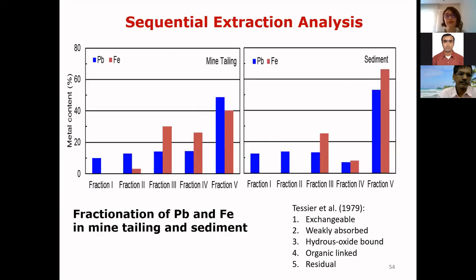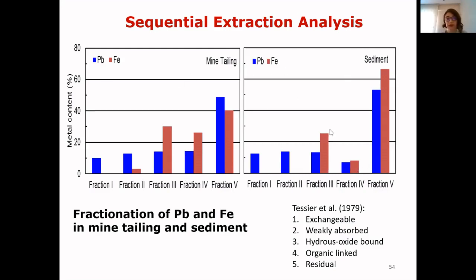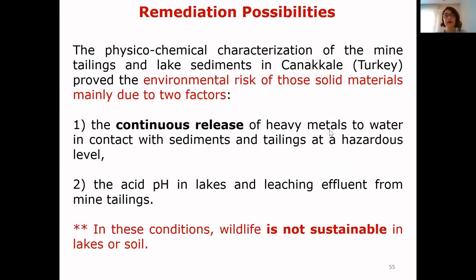environment. We also performed the sequential extraction analysis before and after treatment. Here we see the test results before the treatment. As we see here, lead was evenly distributed in 4 fractions, but iron was mainly concentrated in fractions 3 and 4 for both materials, mine tailings and sediments.